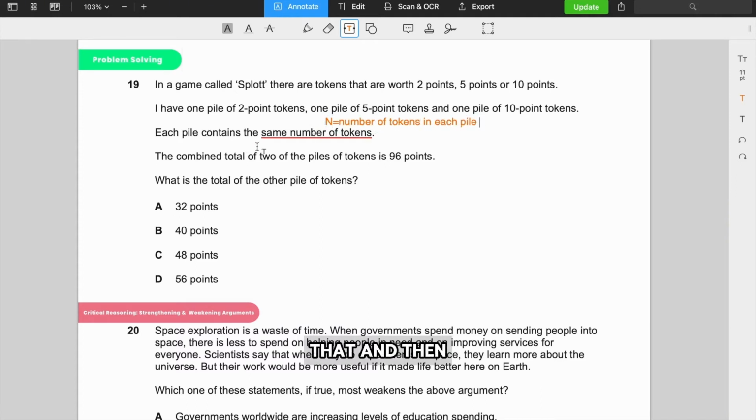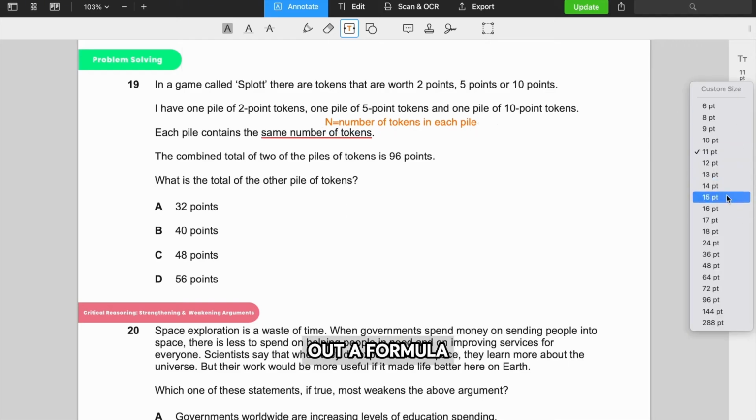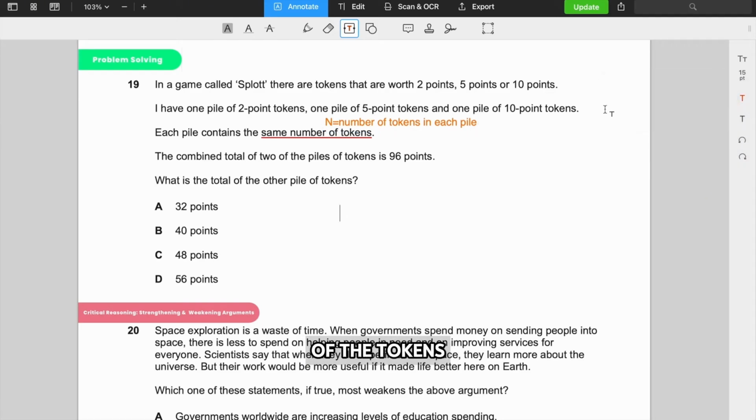Okay, so we've got that. And then it says the combined total of 2 of the piles of tokens is 96 points. We'll come back to that. Let's just work out a formula for the value of each pile. For the 2-point tokens, we will have the number of tokens, which is n, times 2 points. So that pile is going to have a value of 2n. As for the pile of 5-point tokens, it's going to be 5 points times the number of tokens, and we're going to use n again because each pile has the same number of tokens. And n is just an arbitrary figure that we've given for the number of tokens in each pile. And then for 10 points, it's just 10n.